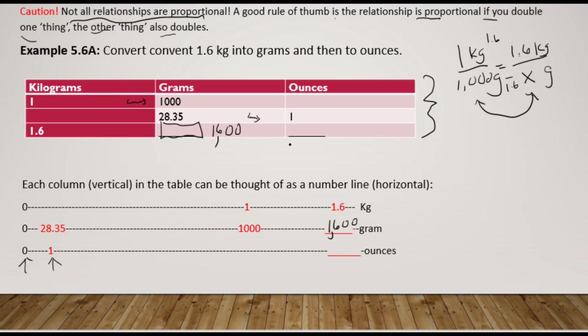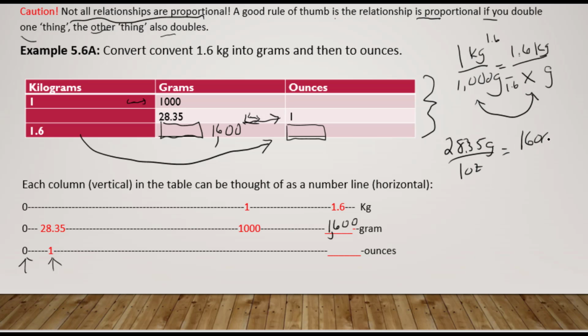And for the last one I'm going to do, I can convert 1.6 kilograms into ounces, but I don't have a relationship for those. But I do have a relationship for grams into ounces. So I'm going to use this relationship here to solve for this. So I have 28.35 grams is the same as 1 ounce. So therefore 1,600 grams is the same as I don't know how many ounces.